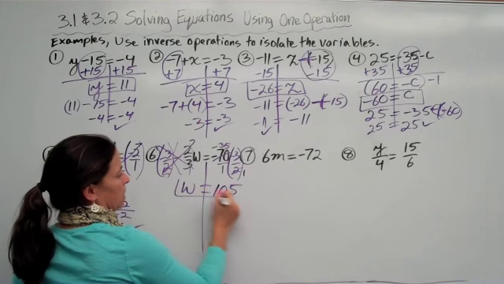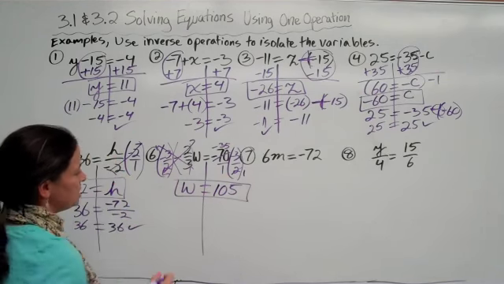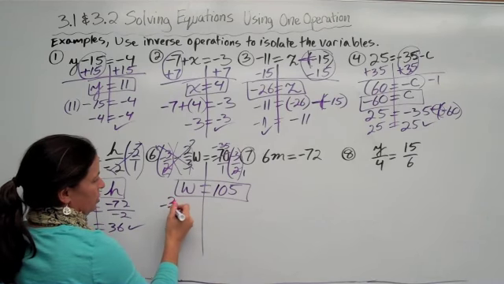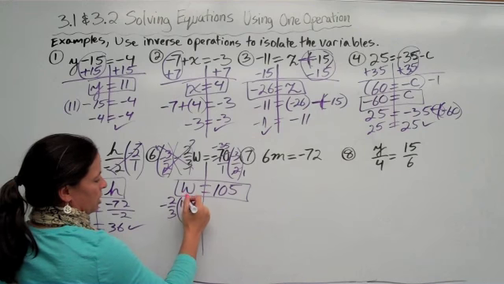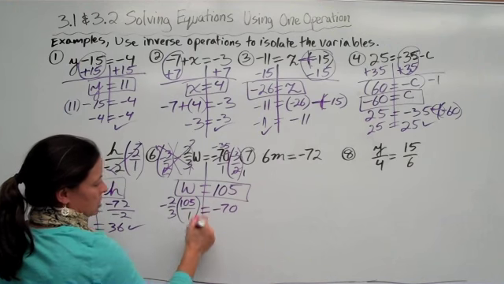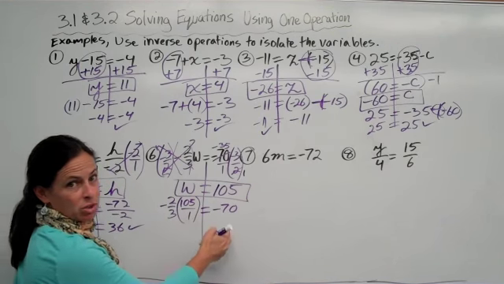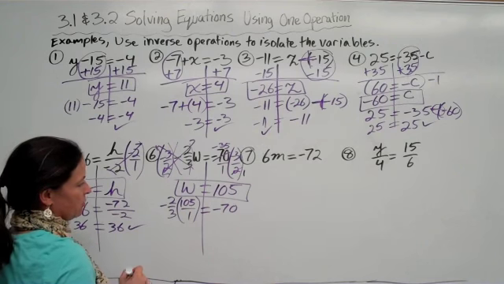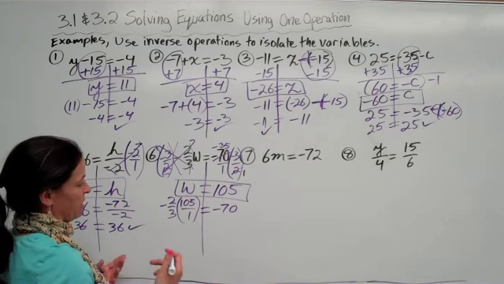And what's negative 72 divided by 6? Negative 12. Now, I want to check, so plugged into the original problem, 6 times m, which is negative 12. The question is, does this in fact equal negative 72? And yes, it does. Negative 72 does equal negative 72. Yay!